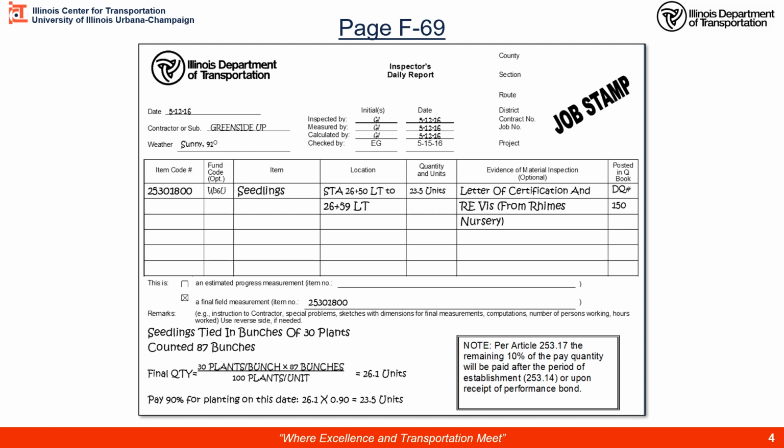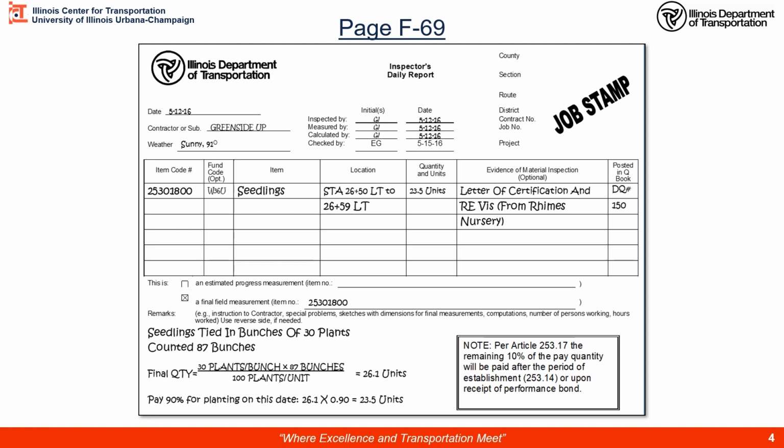In this case, the seedlings were in bunches of 30 plants, and you were provided 87 bunches. So count the bunches real quick. And maybe 2 or 3 check to make sure you do have 30 plants per bunch. So a very simple calculation to convert number of plants to units. Note that per specification, you pay 90% upon installing the plant. So we had 26.1 units installed, but 90% of that is 23.5, and that's what's included in our quantity.